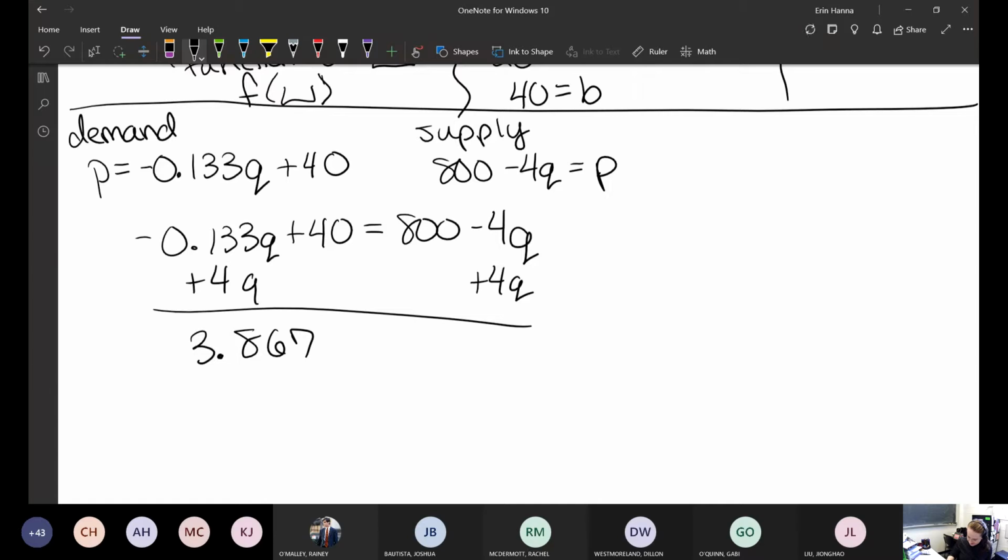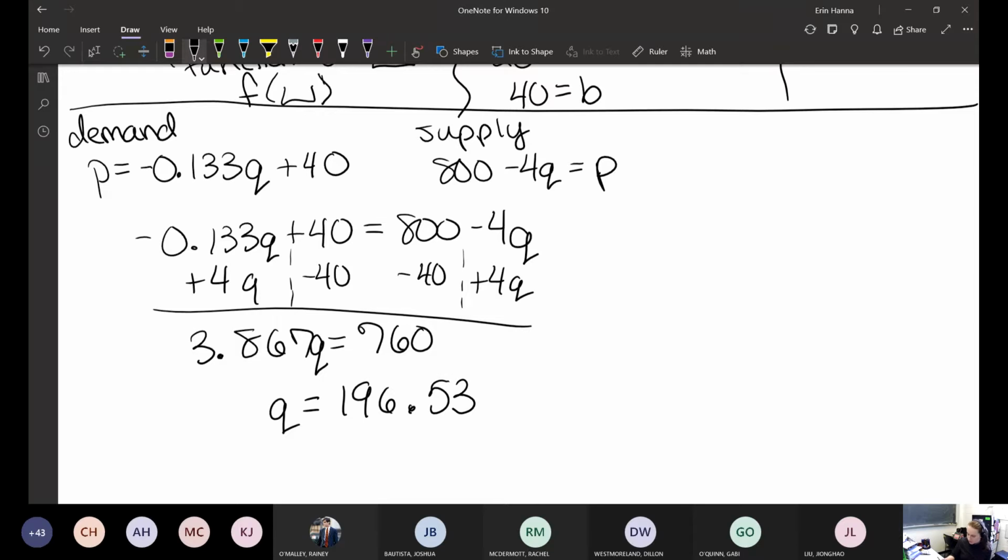Yeah, that definitely can happen on your homework. Minus 40, 700. Where'd my Q go? So we'll get 3.867 Q equals 760. 760 divided by 3.867. Q equals 196.53. This is technically radios.